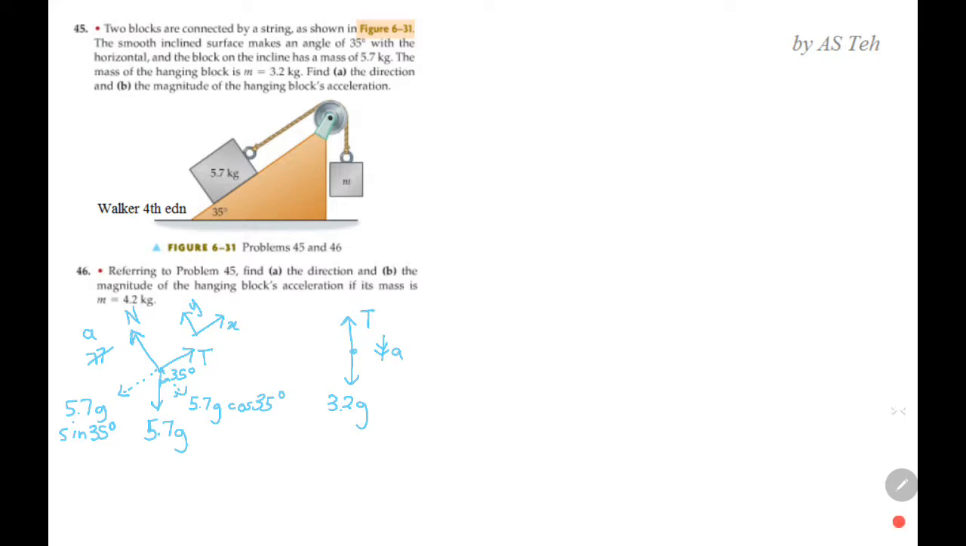Let's start off with the 5.7 kg mass. So for 5.7 kg, in the y direction, I have N plus negative 5.7 g cos 35 degrees equals 0. And in the x direction, I have T plus negative 5.7 g sine 35 degrees equals 5.7a.